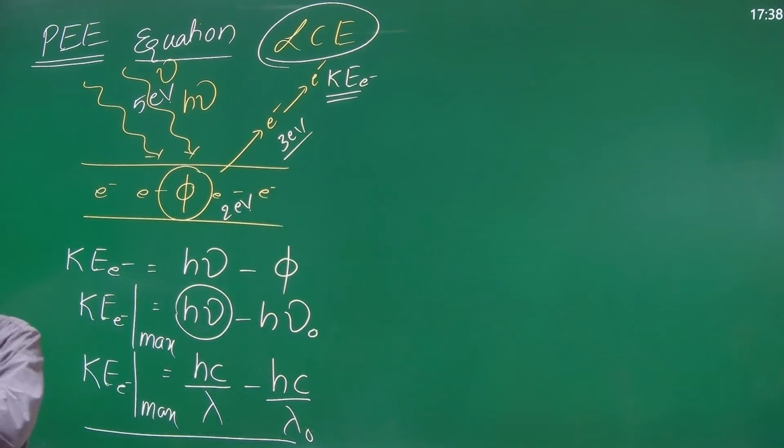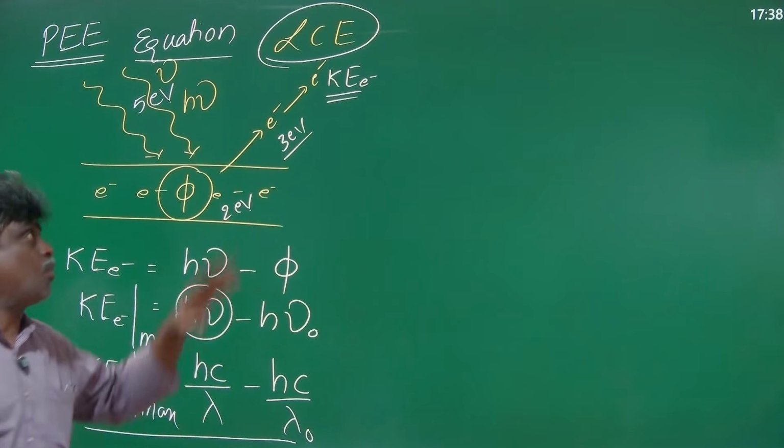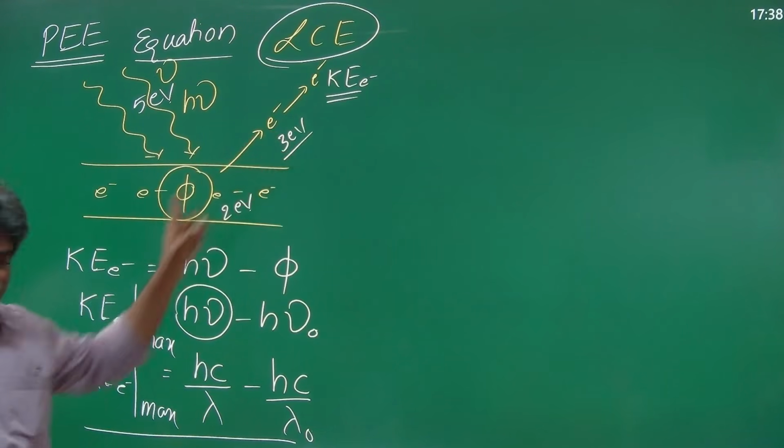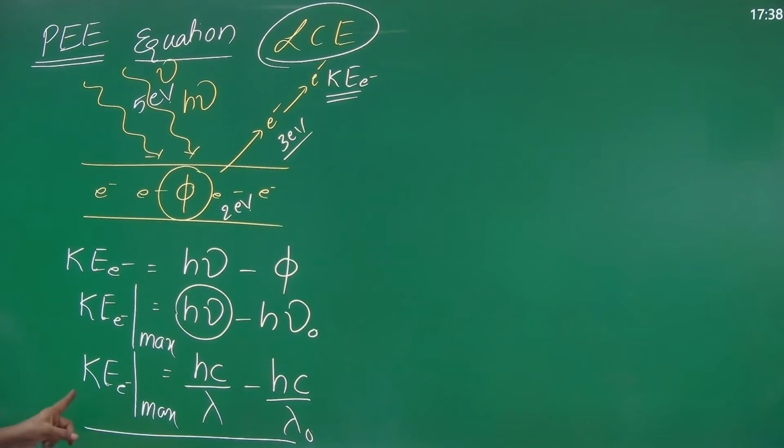That's why the photoelectric effect equation is nothing but the law of conservation of energy. That's why you won't get more than this kinetic energy. So that's why it is. Then what is the minimum kinetic energy?